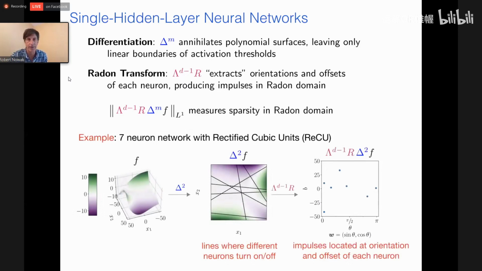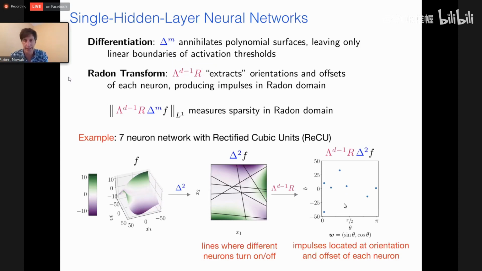So here's a picture of this for a seven neuron network with rectified cubic units. The function itself is a piecewise cubic function. This is what it looks like, top down, and superimposed over that top down picture is the Laplacian applied twice to that piecewise cubic function. What you're left with are just these lines. And these lines are indicating where different neurons turn on and off, the activation thresholds. And then if we take the Radon transform of that result of the Laplacian, we get a representation in the Radon domain where we just have an impulse located at the orientation and offset of each neuron.